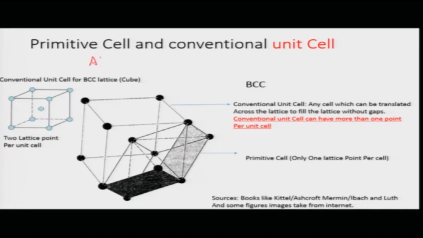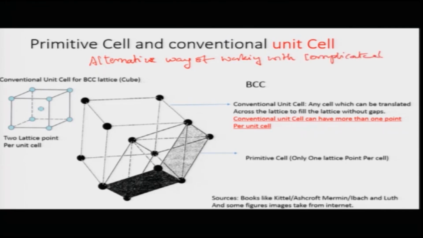So, you have an alternative way of working with complicated Bravais lattices or crystal lattices in general. BCC is one slightly complicated lattice where you have one point in the center of the cube and its primitive cell is a little complicated, but is there another way to analyze this structure?